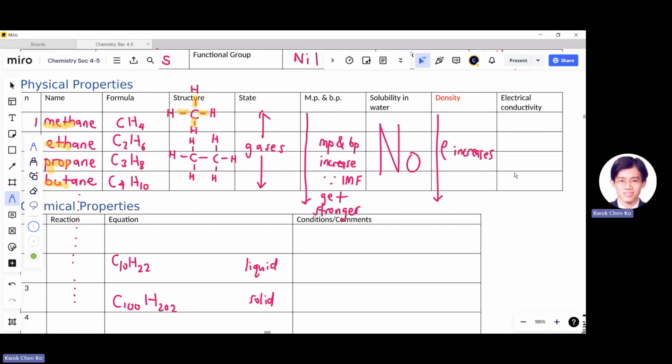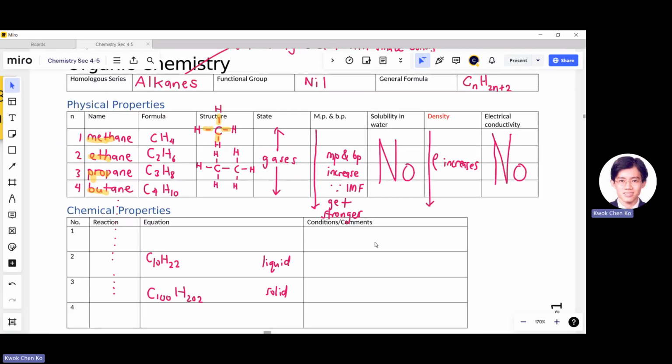Now, lastly, they are covalent compounds. No ions, no free electrons. So this one should be quite straightforward. No electrical conductivity. Jingjie, write that down too. Oh, you wrote already.